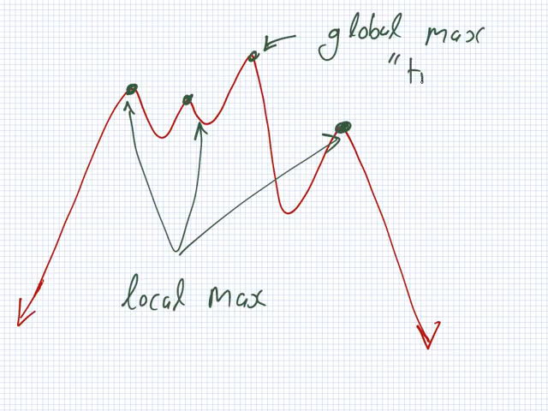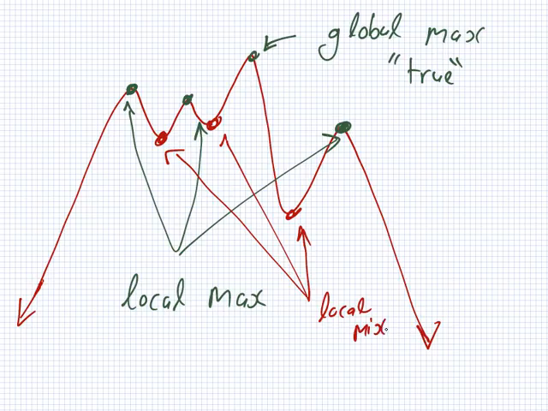So what do you think we call this one, and this one? Local minimums. And where is the global minimum? Yeah, but not really, because this continues down. So it doesn't really have a global minimum, except for minus infinity. So this type of graph has local max, local min, global max, but not really a global min.